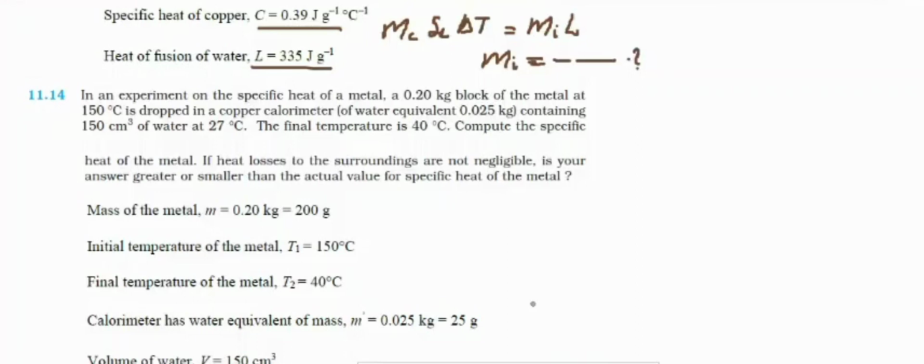Conditions are given. So here also we can use the principle of calorimetry. Heat lost by the metal is equal to the heat gained by the water. So what is the equation for heat lost by the metal? Q is equal to mass of the metal into specific heat of the metal into change in temperature delta T. And what is the value of delta T in this case? It was at a temperature of 150 degrees Celsius.